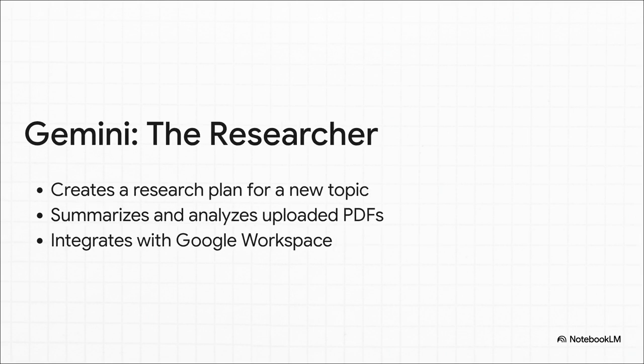Now, Gemini, that's your master planner. Let's say you're handed a topic and you have no idea where to even begin. You can ask Gemini to map out a whole research plan for you. We're talking key themes, authors to read, the whole deal. It's also fantastic at summarizing and analyzing PDFs, and because it's so tightly integrated with Google Workspace, you can send all those notes and summaries straight into a Google Doc, making your whole process just incredibly smooth.